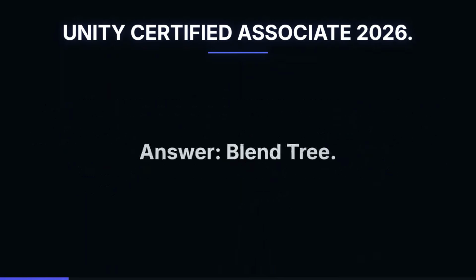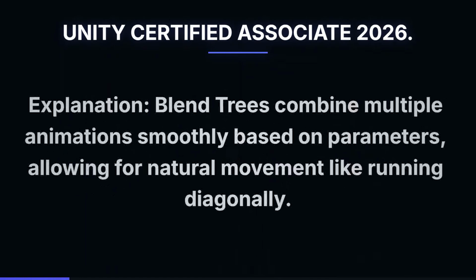9. What feature allows you to blend two animations, like running and turning, based on coordinate values? Answer: blend tree. Explanation: blend trees combine multiple animations smoothly based on parameters, allowing for natural movement like running diagonally.